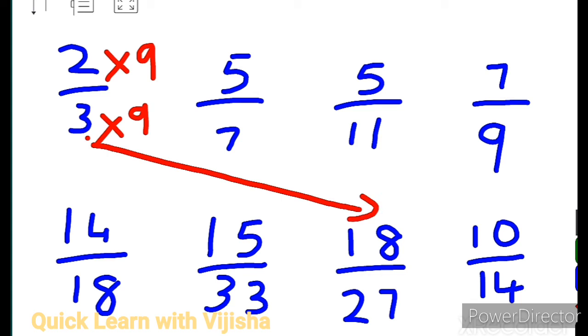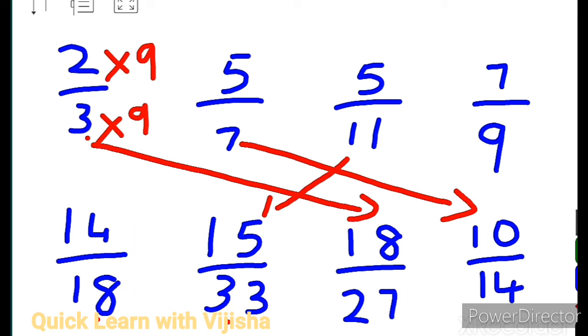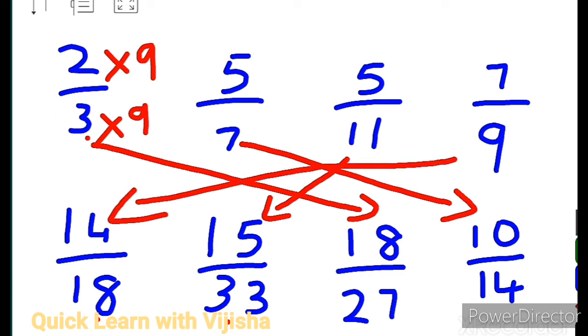Now we will see for the second one, 5 upon 7. In 7's table 18 doesn't go, nor does 33. So the pair will be 14. We will check: 7 2s are 14 and 5 2s are 10. So the pair will be this one. Now remains 18 and 33. In 11's table 33 goes. So the pair for 5 upon 11 will be 33. Understanding children? This will be the pair. And the last number, 7 upon 9, will be the pair of this. I hope you are understanding children.